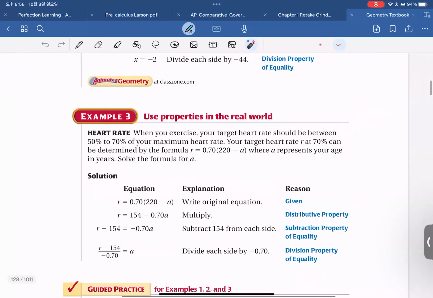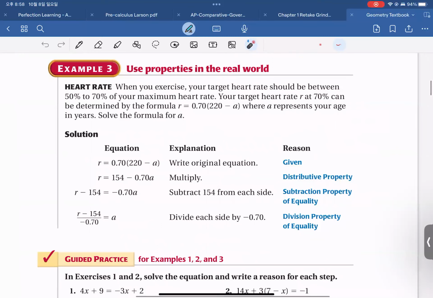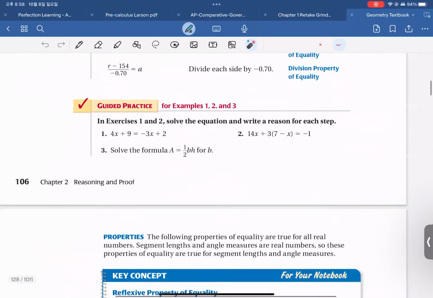I think, yeah, it's similar to the proof earlier. So you just have to know the given. And here you're using the distributive property, subtraction property of equality, division property of equality. Basically, when you're dividing, you write division property of equality, when subtracting, subtraction property, and so on and so forth.